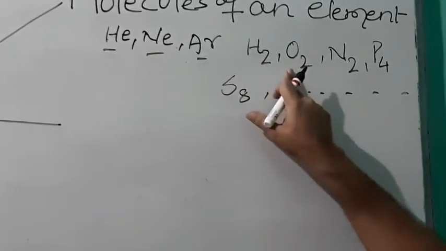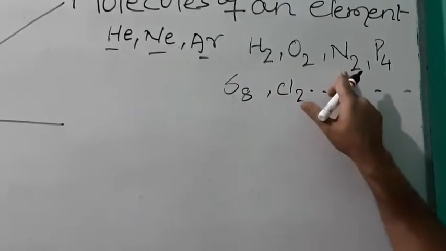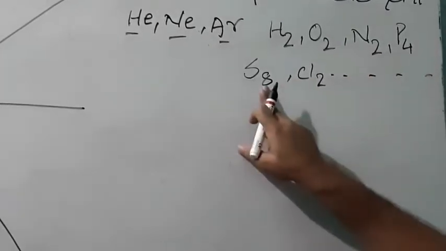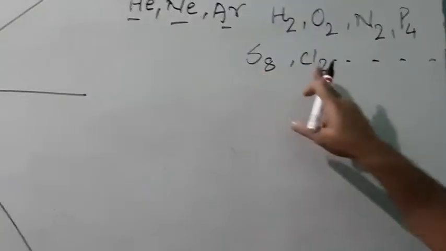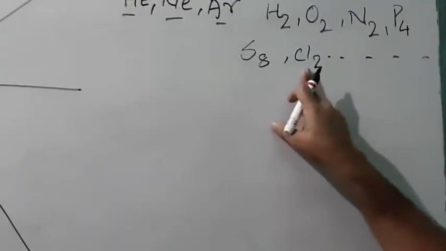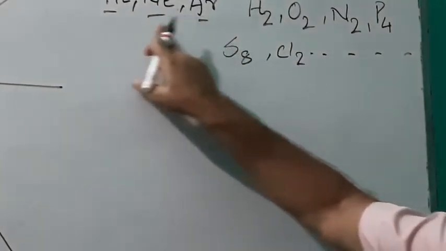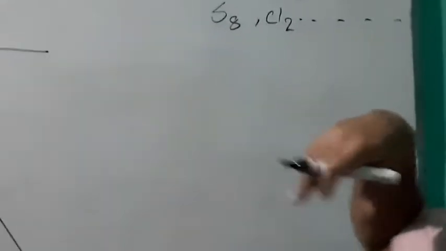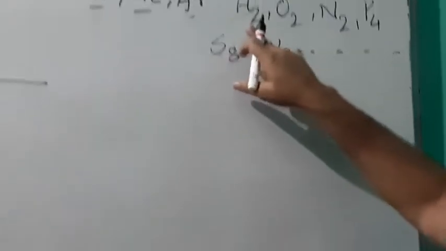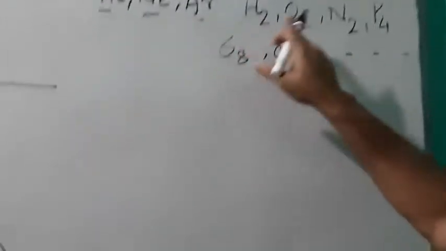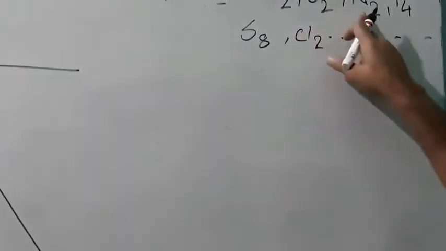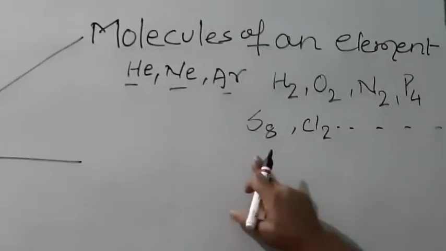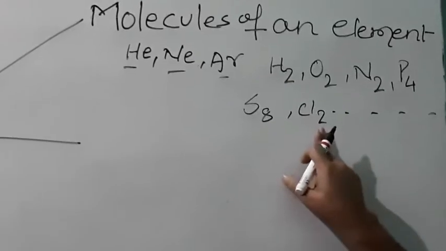atomicity of oxygen is 2, atomicity of nitrogen is 2, atomicity of phosphorus 4, atomicity of sulfur 8, atomicity of chlorine 2. So helium, neon, argon are called monoatomic, and here hydrogen is diatomic, oxygen diatomic, nitrogen diatomic, phosphorus is tetraatomic, sulfur is octatomic, chlorine diatomic.